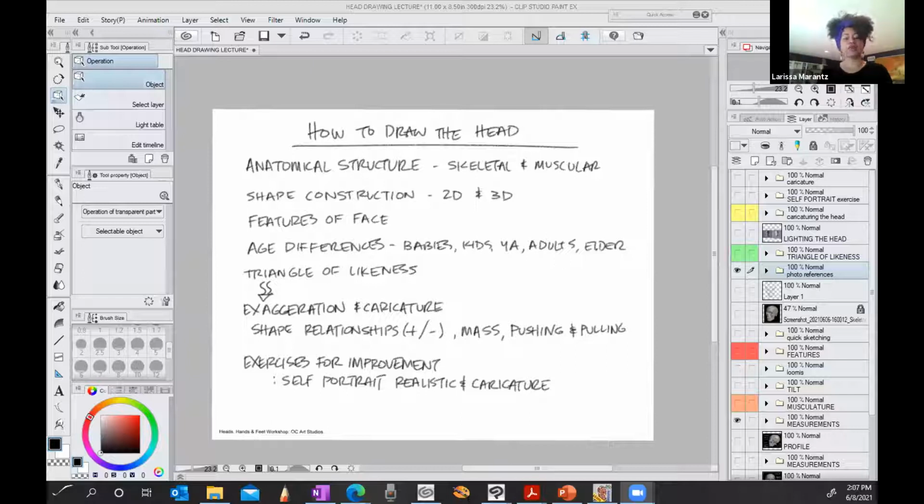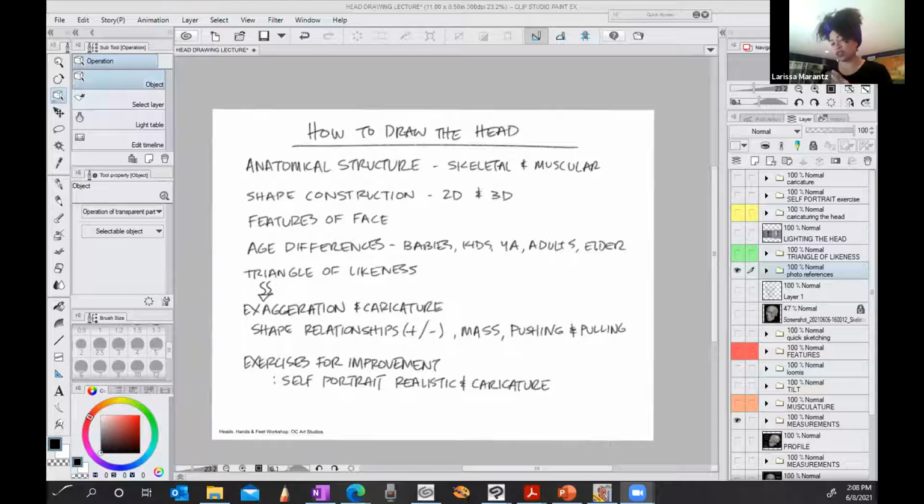Okay, then we're going to take that information and focus on the features of the face. We'll talk about how to differentiate ages in the face: babies, kids, young adults, adults, and elders. We'll talk about the triangle of likeness, which is when we transition from realistic to caricaturing, and why the triangle of likeness is so important. We'll get into exaggeration and caricature, and what to look for when you're caricaturing the shapes of the face. And then you have an exercise.